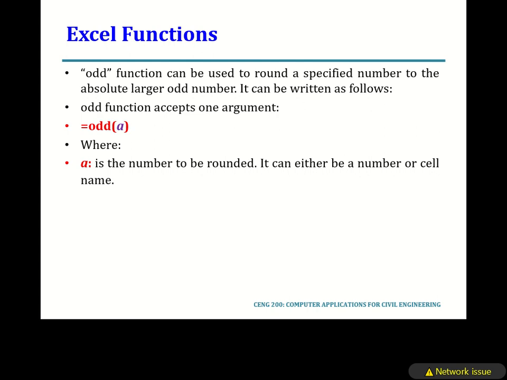Whether it is 1.2 or 2.2, doesn't matter. The answer is 3, because the next odd number is 3. So odd will always give you the next odd number. And it only takes one argument, one input. You are not giving it decimal places. Odd is no decimal places, integer number. Odd and even are integer numbers. Decimals are not considered integers or even or odd.